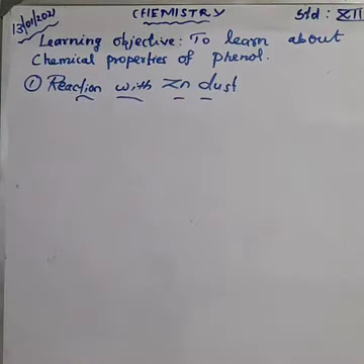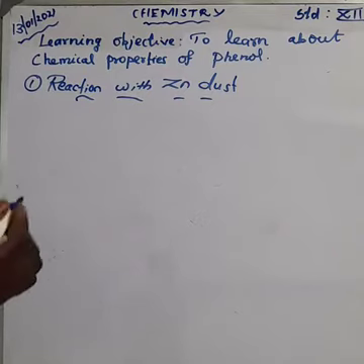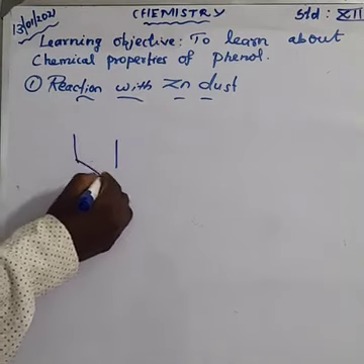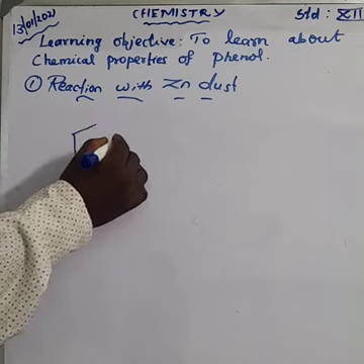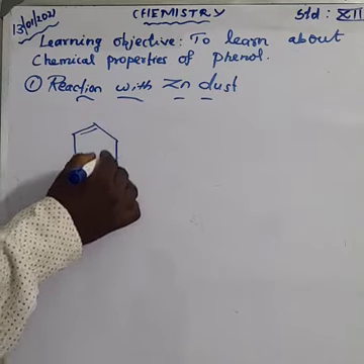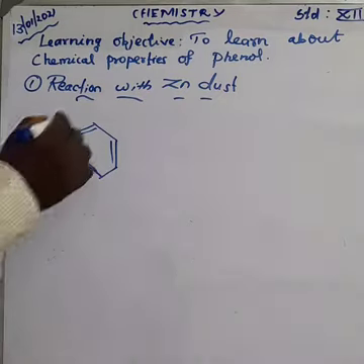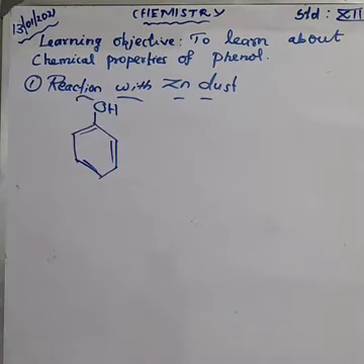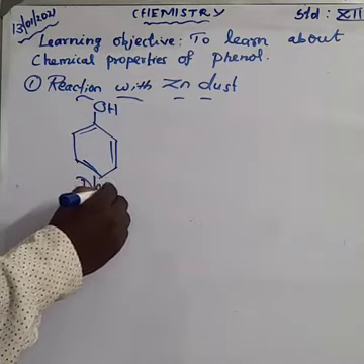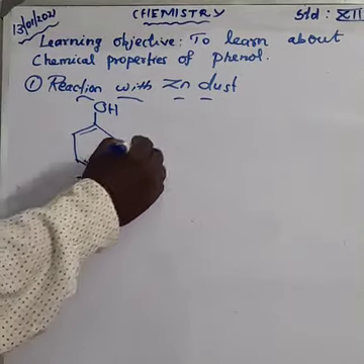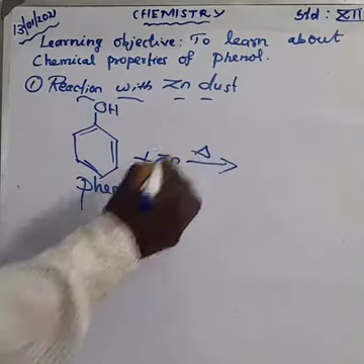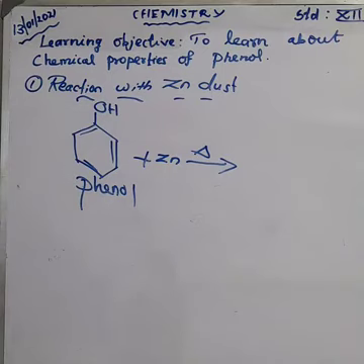First of all, we are taking phenol. I told you that the formula for phenol is C6H5OH. For that C6H5, I am drawing a benzene ring, then OH. Now, the name of the compound is phenol. This one reacts with zinc. You can say heating. Okay, this one is heated with zinc.